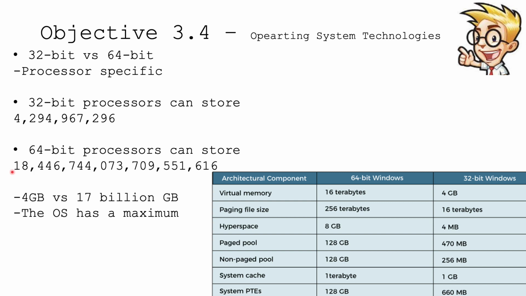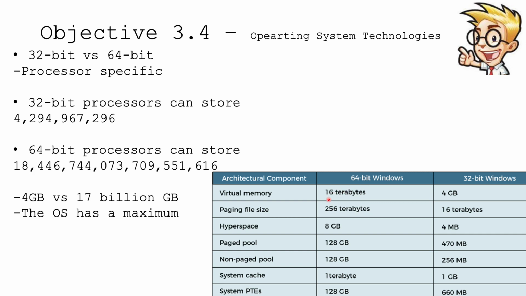Well, if you have a 64-bit processor, it can store a lot more information than that. You would take 2 to the 64th power and you would end up with this very large number. If you were to look at this in terms of how much memory you can store in a system, a 32-bit processor can access 4 gigabytes of information, whereas a 64-bit processor can access almost 17 billion gigabytes, or around 16 terabytes of information.